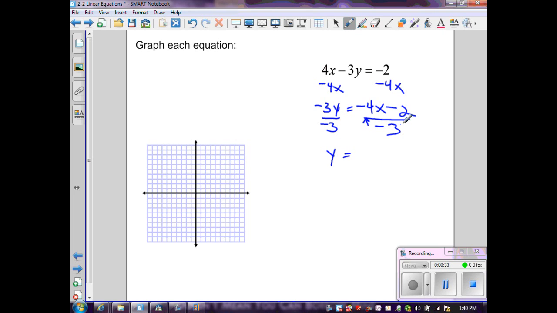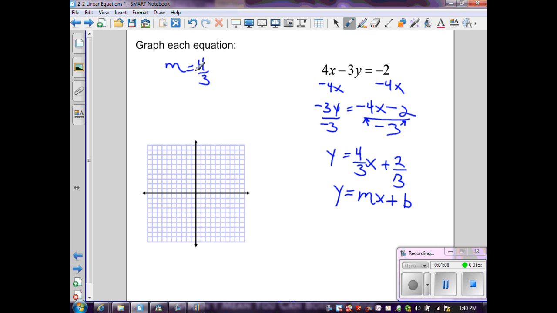-3 has to go into both, whether it goes in evenly or not. Negative divided by a negative is going to give me a +4 thirds x. Negative divided by a negative is a +2 thirds. Recall, that is my slope-intercept form, y equals mx plus b. M being my slope, b is my intercept. So identifying my slope to be 4 thirds. That's a rise over run.